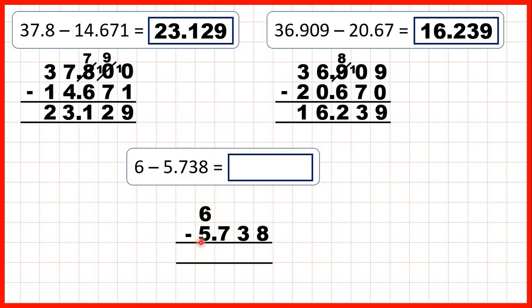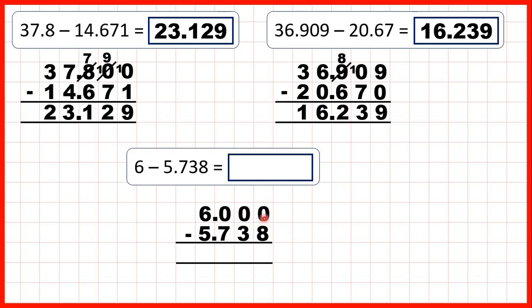Now we have 6 minus 5.738, and it's important that we write the question out with the 5 ones in our decimal underneath the 6 ones that we're subtracting from. Now 6 is the same as 6.000. You can always put a decimal point and then zeros on the end of a whole number. 6.000 is the same as 6, because all the .000 tells us is that in the number 6 we don't have any tenths, hundredths or thousandths.